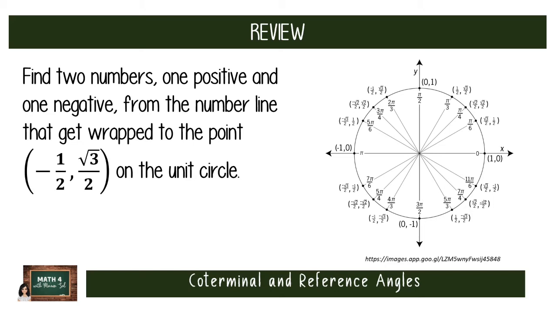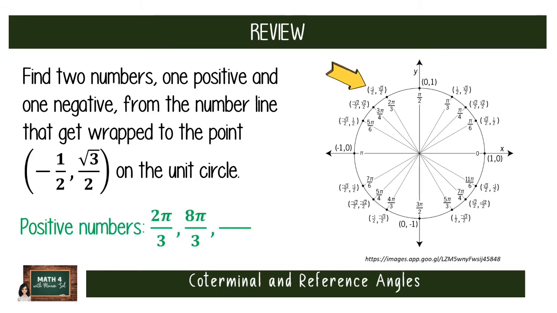Since the x-coordinate is negative and the y-coordinate is positive, we know that it must be located in the second quadrant. The smallest positive angle is 2 pi over 3. We can obtain other positive numbers by adding as many 2 pi's as we want to 2 pi over 3. Since we are only asked to find one positive number, we may choose one from among the list, so let's stick with the smallest one, which is 2 pi over 3.